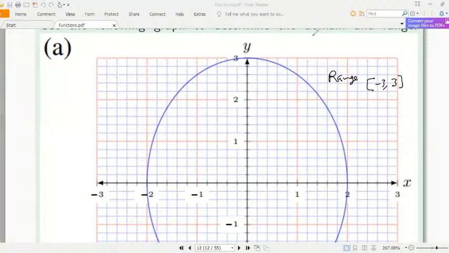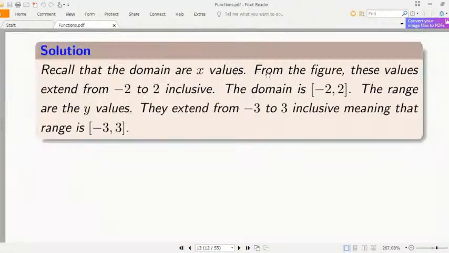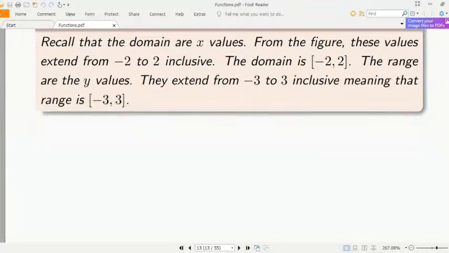So we need to look at another example. But just before that, what was my explanation? My explanation here was that, recall that the domain are x values, so from this figure, these values extend from -2 to +2 inclusive. And therefore, the domain will be this. And remember the square bracket, I've explained why I'm using them. And the range of y values, they extend from -3 to +3 inclusive, meaning therefore that the range is this. If I'm given a graph, I can tell what the domain is and what the range is. What is the next example here?